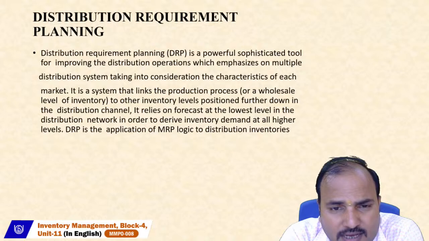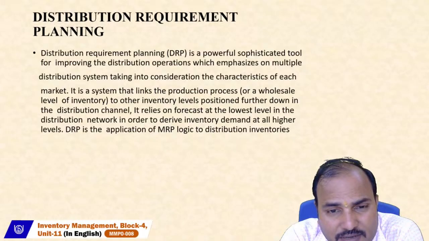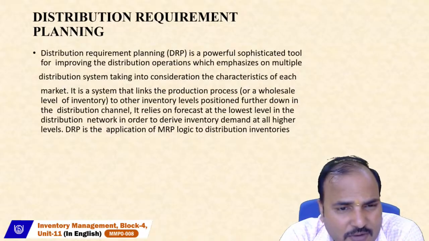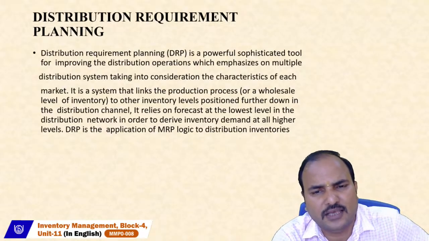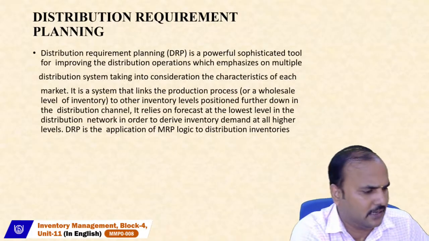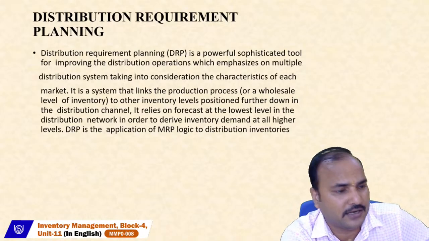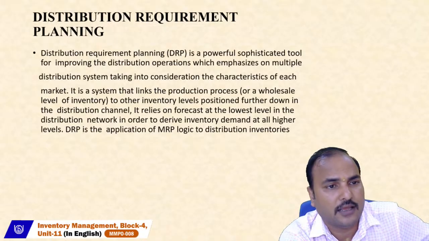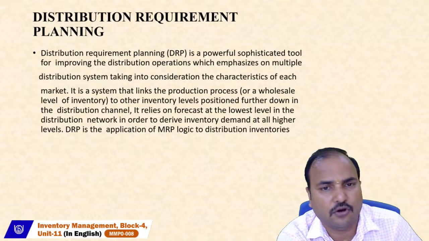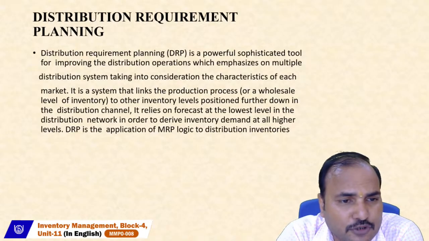It relies on forecasts at the lowest level in the distribution network in order to derive inventory demand at all higher levels. So distribution requirement planning is the application of MRP logistics to the distribution of inventories. We can say this is a powerful sophisticated tool for improving distribution operations, and it links the production process and is positioned further down in the distribution channels.